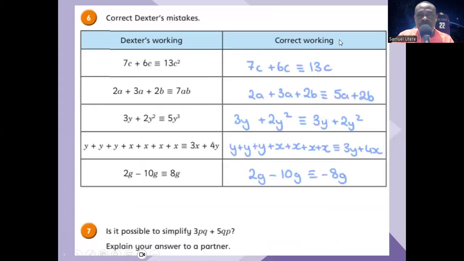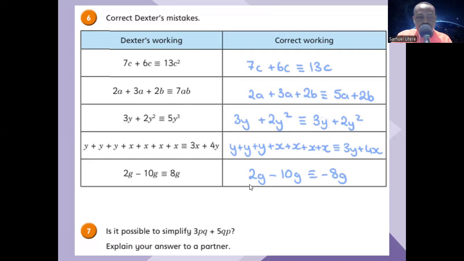Here are the answers to question 6. You were asked to correct Dexter's mistakes. So here are lots of mistakes that Dexter has done. So when we correct the mistakes, using what we know, that we can only add like terms, and we cannot be fiddling with the powers like he's done here, okay, then we begin to get things right. So here are the answers.